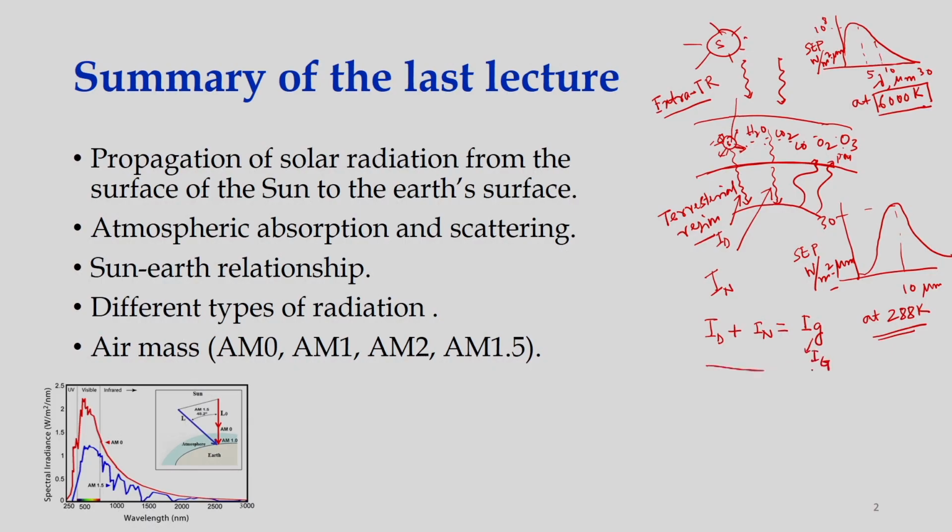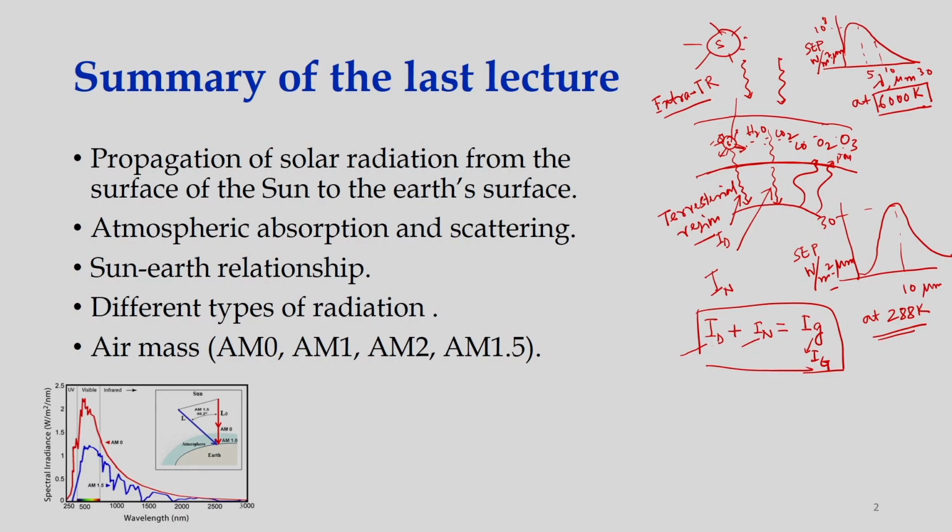So, two kinds of radiation we are getting at the Earth's surface. One is normal radiation and the other is diffuse radiation. If we combine both, we get global radiation. We will study the instruments used for measurement of diffuse, global and normal radiation.